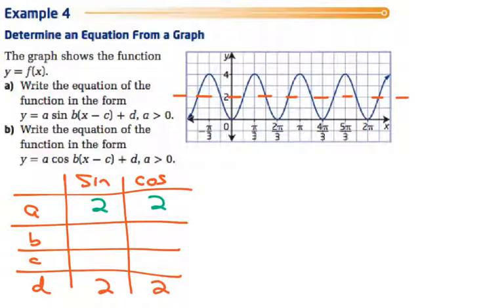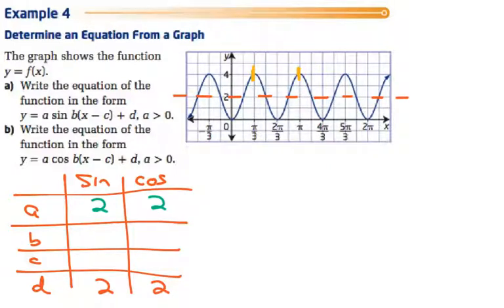B is also relatively easy to find. B is the period length. Well, it's related to the period length. To find the period length, we look from either peak to peak or from trough to trough. I'm going to pick peak to peak. So we have a peak here and a peak here.